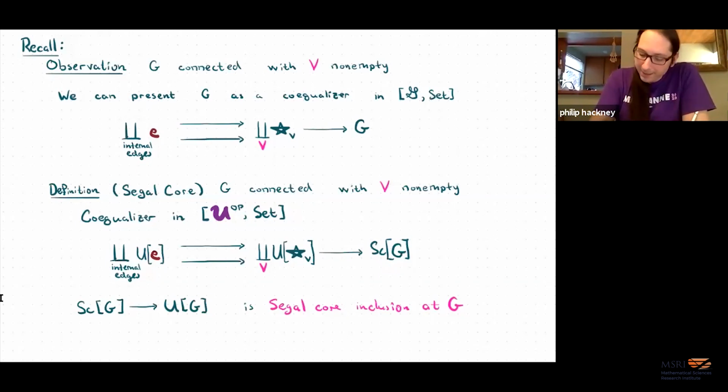Of course, each of these representables at a star admits a map to the representable at G, and the representables at the edges also admit maps. And so we end up with a map from the Segal core of G to the representable object at G.